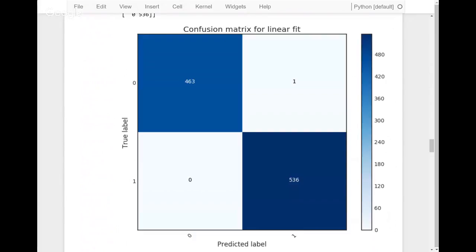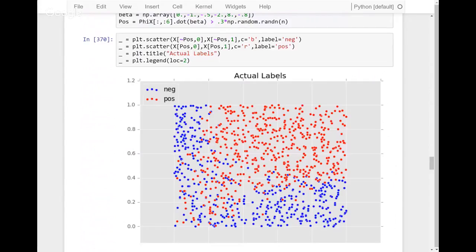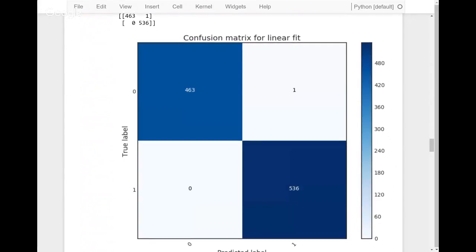So we got pretty much a perfect classifier out of this idea that we create more features, and then we use our usual linear methods with these more features.